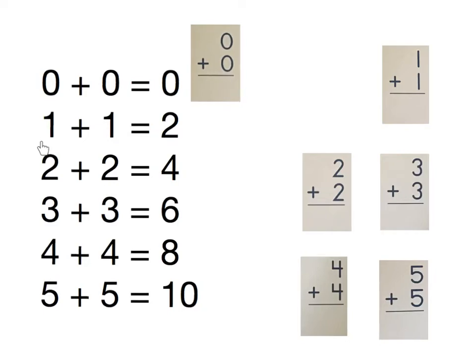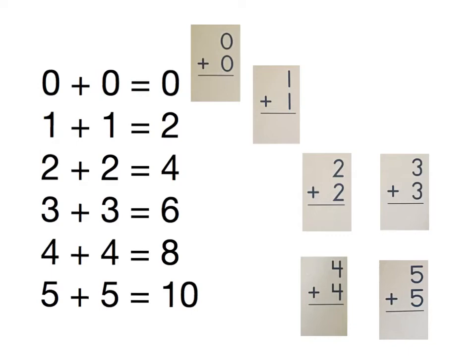All right, let's look at the next one. This one is written horizontally. It says 1 plus 1 equals 2. Can you find the vertical way to write that? Point to it. If you said this one, awesome. I'm just going to move it a little bit closer.